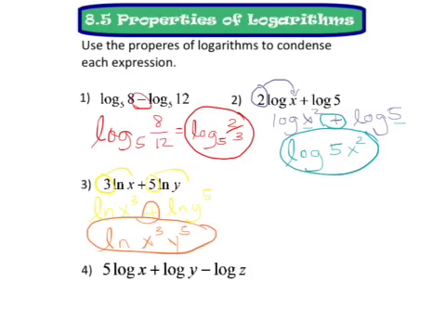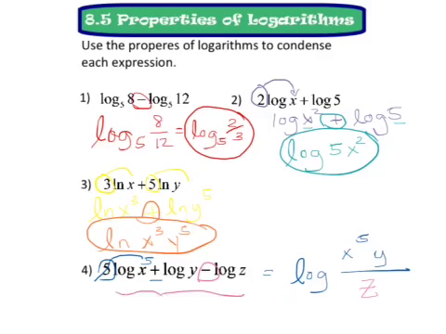And our final example, I'm going to move this exponent back. So I'm going to have log of x to the 5th. And then this addition will turn into multiplication. So ultimately, I'm going to have log of x to the 5th times y. And then because I have this subtraction here, it's going to turn into division. Z will be on the bottom of that fraction. That's how I can condense having 3 logs into 1 log. And there's my final answer.